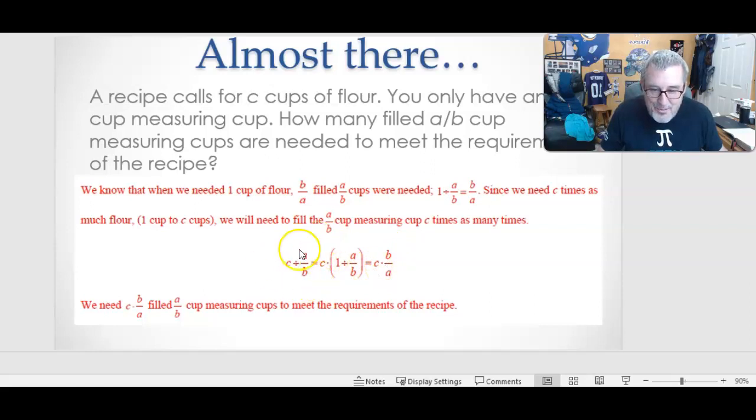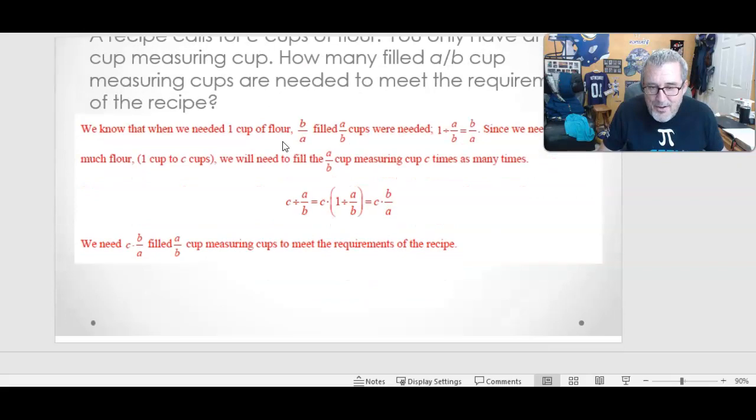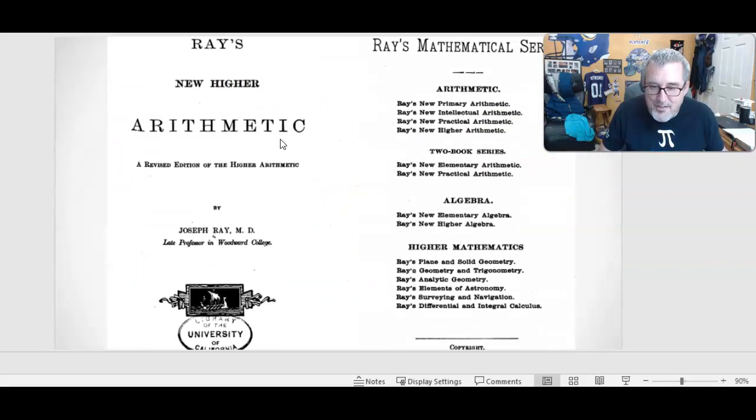So the algorithm is now visible. C divided by A over B is the same as C times B over A. Keep the first number C, change to multiplication, take the reciprocal of the second number, and that's how it works. But I hope you can see the thinking behind it. Now here's an interesting thought.